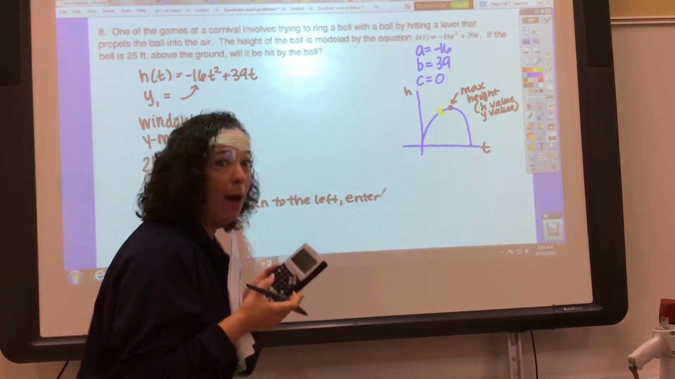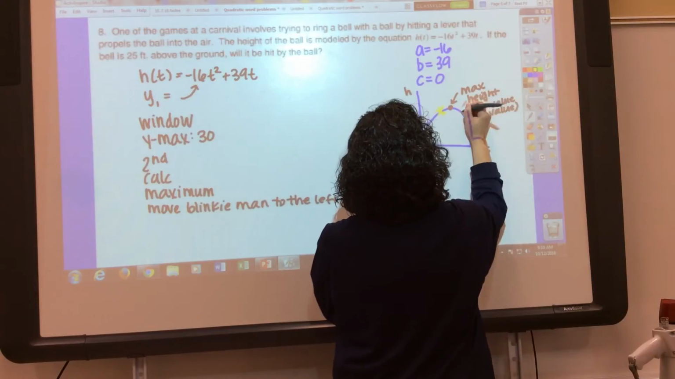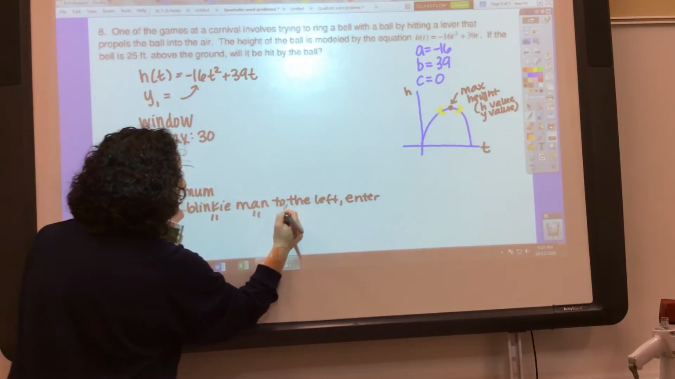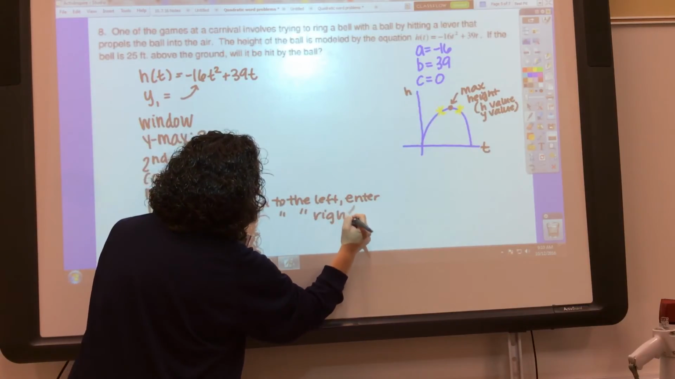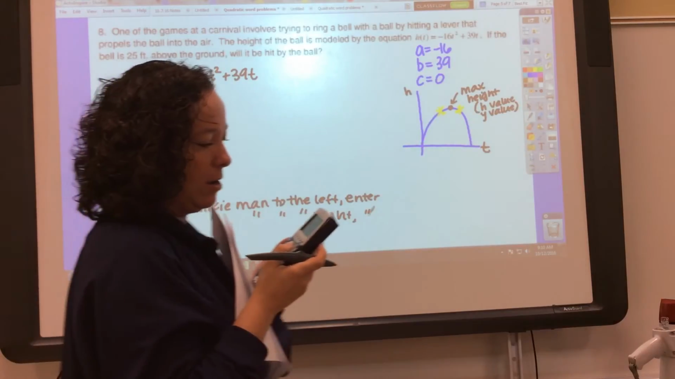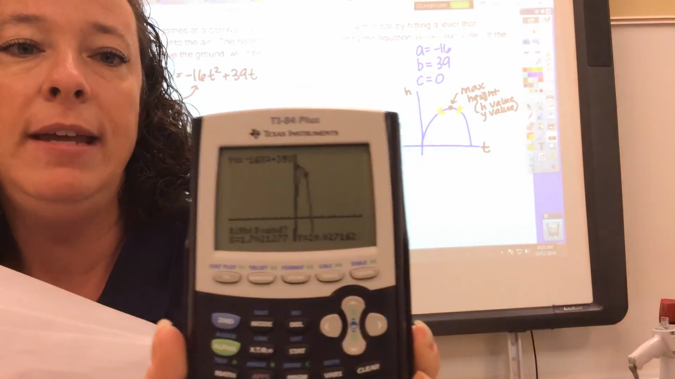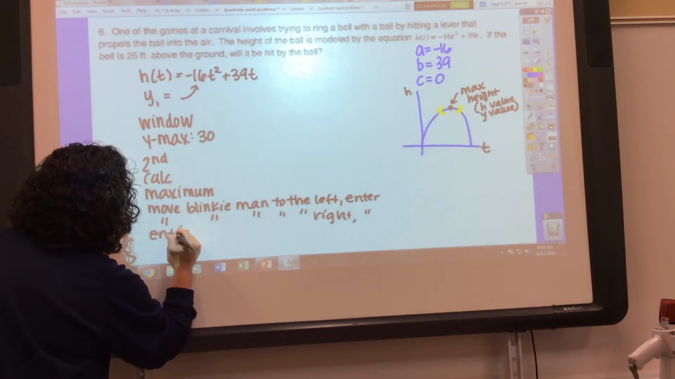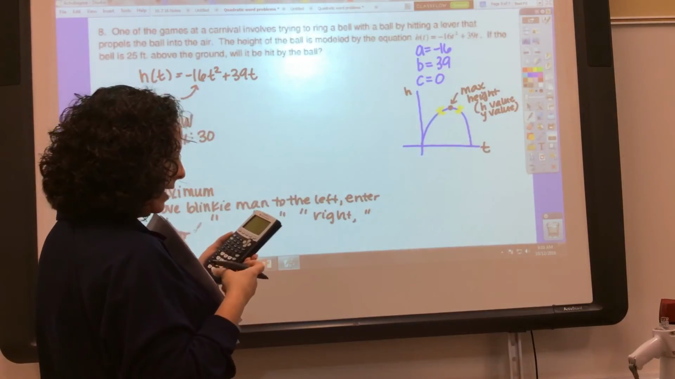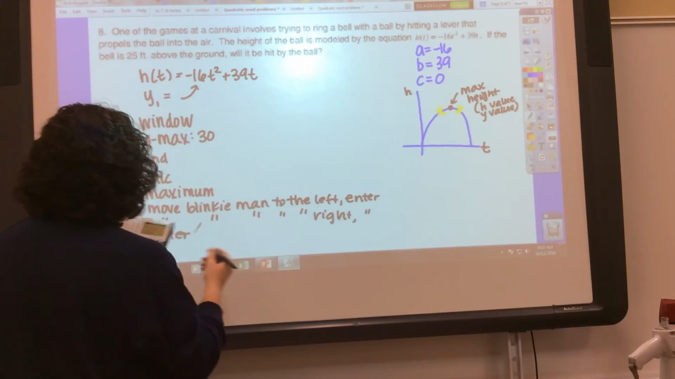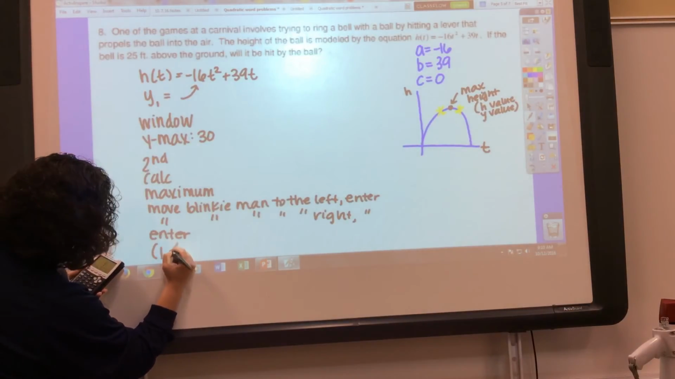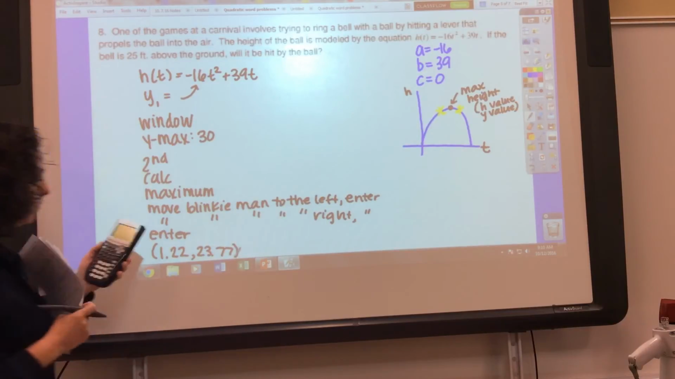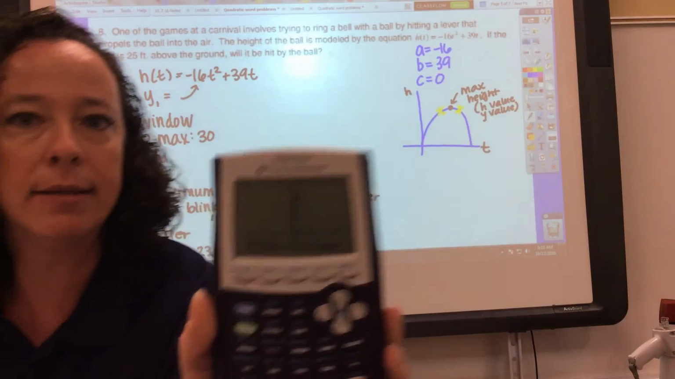And then it'll say right bound. So then you want to move Blinky Man over to the right of that highest point, and then hit enter. And then always through, guys, just hit enter. There's stuff you can do with that, but just hit enter. And then it'll calculate. It'll take it a minute. Oh, it calculated it for me. It told me that the maximum is 1.22, I typically round to 2 decimal points, comma 23.77. So that's what it tells me my maximum is.